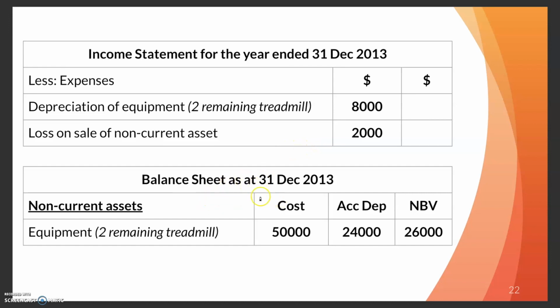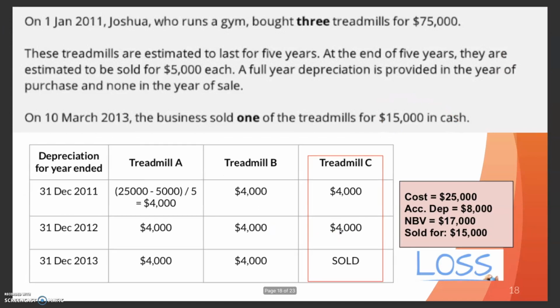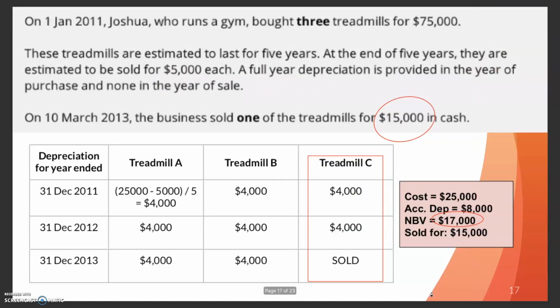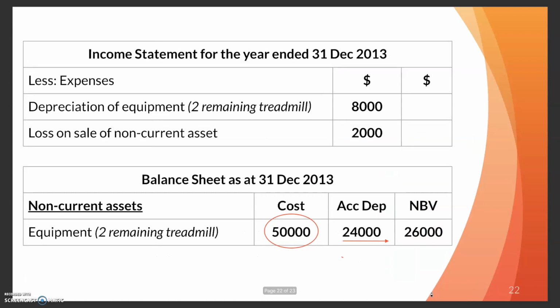And in our balance sheet, we will have the 2 remaining treadmills. We have 2 remaining treadmills at $25,000 each in our non-current asset account. Our accumulated depreciation is $24,000. We have to refer to our accumulated depreciation account, and here you have it. The $24,000 credit in your balance brought down will be reflected in your balance sheet. And finally, the net book value is gotten by using the cost minus the accumulated depreciation.